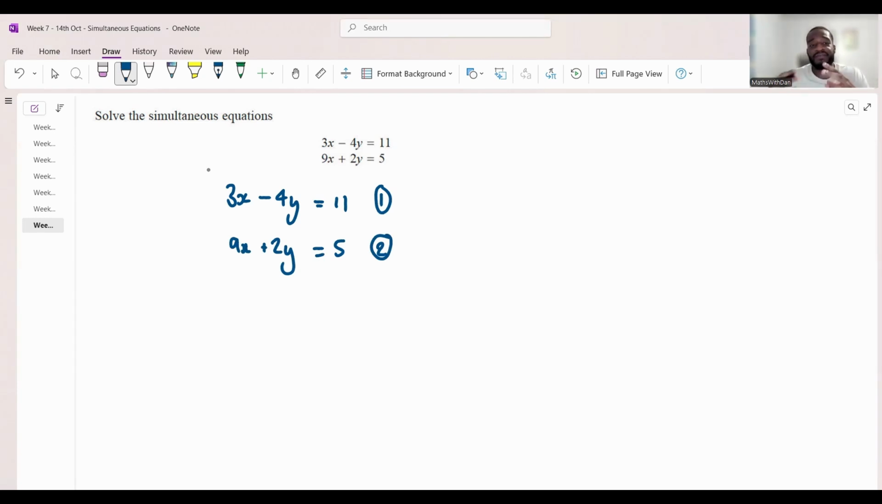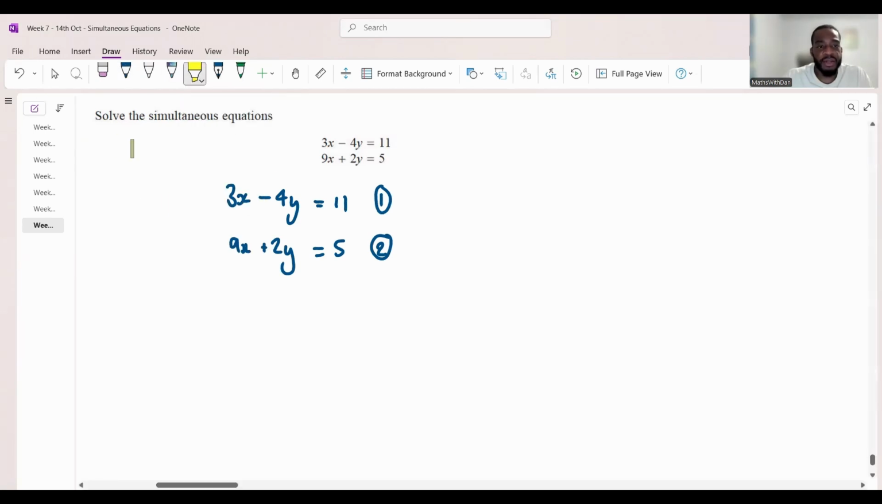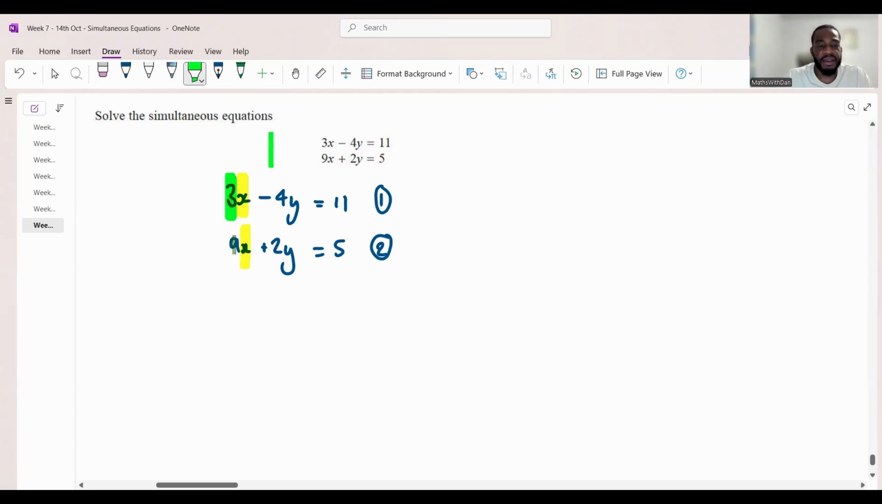Neither x nor y have the same number in front of them. So you have an option now. You can either choose to make the x's the same or the y's the same, right? What I'm going to do is choose to make the x's the same. When I look at the x's, I've got a 3 there and I've got a 9 there. I need to make those numbers the same. So essentially, I've got 3x, I've got 9x like that.